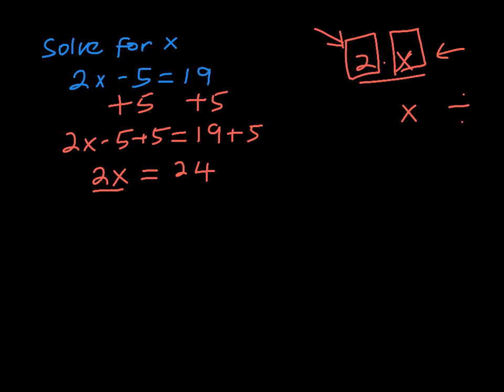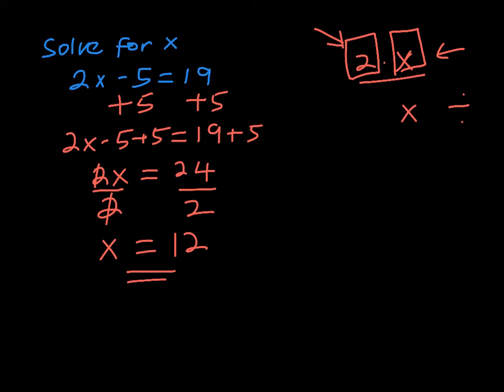So to separate 2 from x, we need to divide by 2. So we divide this side by 2. We also divide this side by 2. Remember, whatever you do to one side of the equation, you also do to the second side of the equation. So 2x divided by 2 leaves us with the value of x, because the 2's cancel out. And then 24 divided by 2. Well, 2 goes through 24 12 times, because 2 times 12 is 24. So x is equal to 12. So therefore, 12 is the solution for this equation.